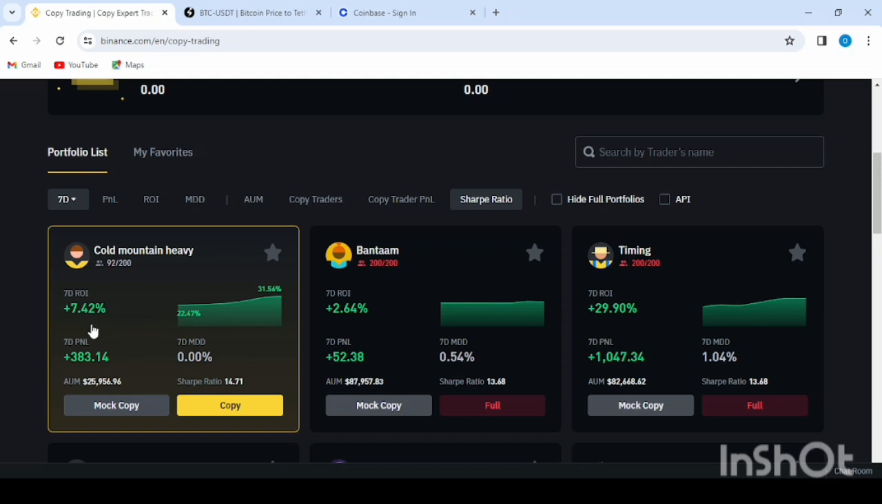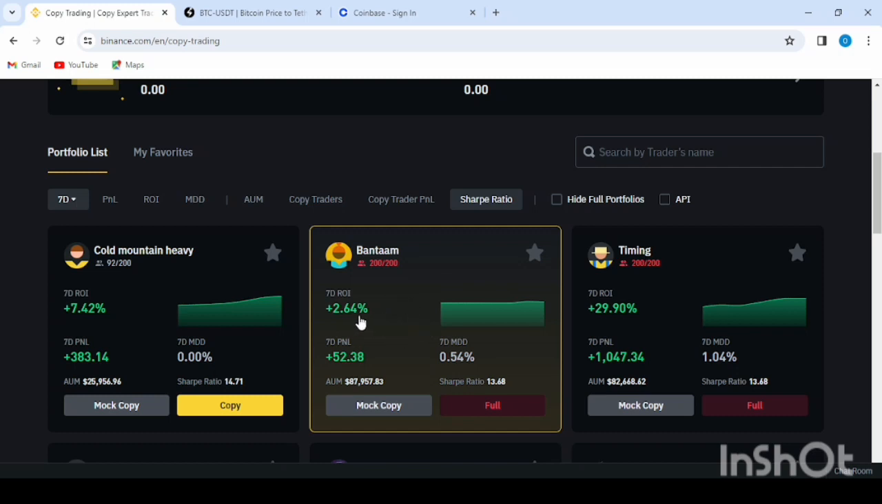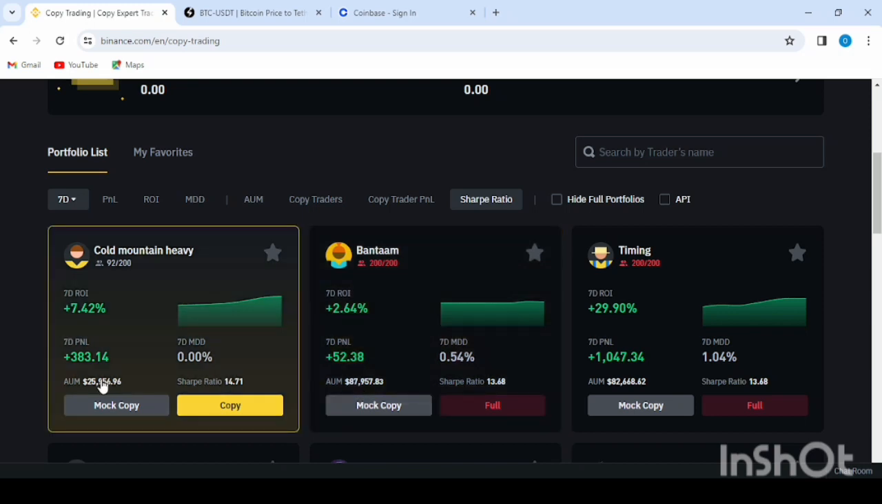Now, as you can see, this guy here, ROI means return on investment. That means that within these 7 days, the total thing he has made is 7% of all his total capital. All right, now this 7 days P&L means 7 days profit and loss. So you can see that within 7 days he got about $383. All right, so the same thing applies to this person here. 7 days P&L and the AUM. This AUM simply means the total amount that this person is managing that is in the person's wallet. Alright, this person is having about 87,957 USD in his wallet. Look at this person, same here too.